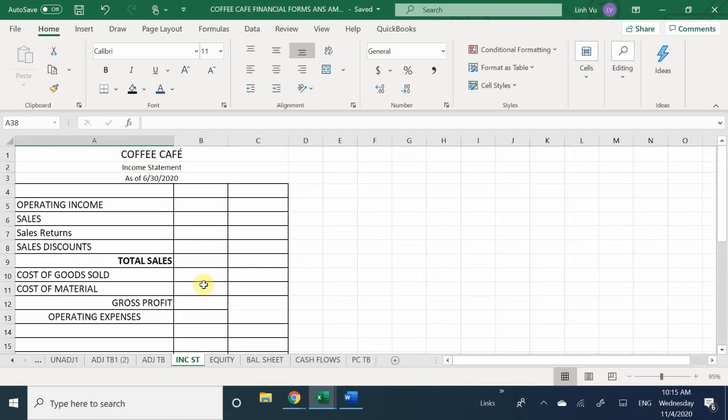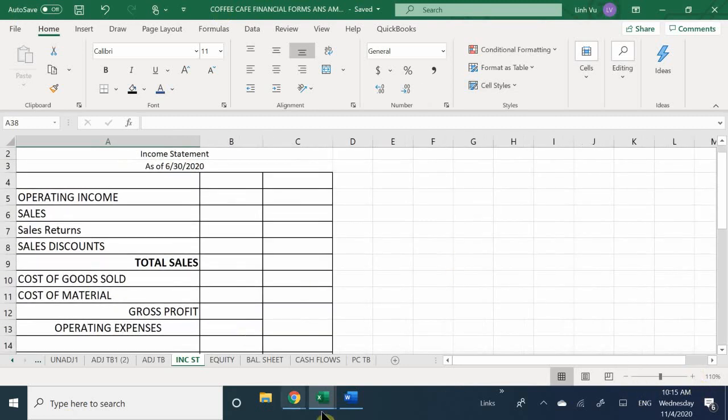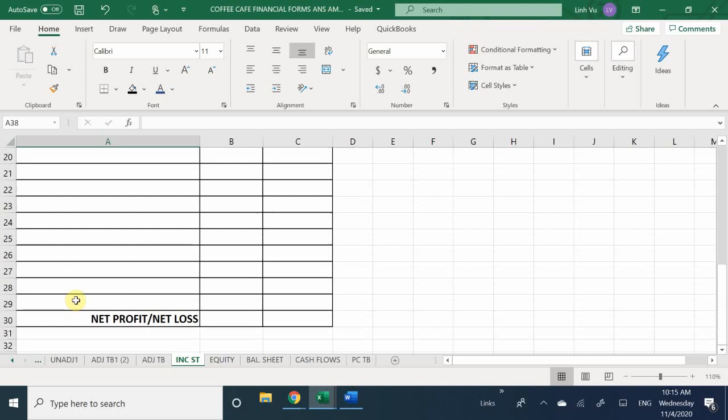As you can see, there are a few things that you need to have when it comes to creating your income statement. So let me make this a little bigger and a little wider. Okay, so with that being said, our very first thing that we've got to do is figure out what our total sales are going to be, and we're going to subtract out our cost of goods sold, as well as cost of materials, as well as every single operating expense that has occurred to determine whether we made a net profit or a net loss.